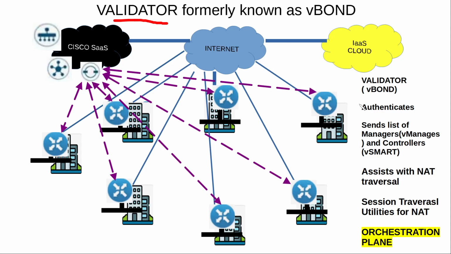It will authenticate, it will send a list of managers and controllers to the 1H, and it will also send a list of authenticated devices to the managers and controllers. It will assist also with NAT traversal using Session Traversal Utilities for NAT. Those are the activities that belong to the orchestration plane. That's it.